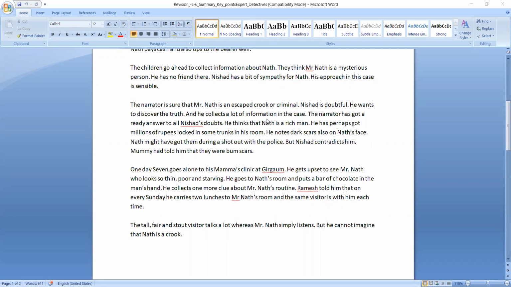He collected one more clue about Mr. Nath's routine. Ramesh told him that on every Sunday, he carried 2 lunches to Mr. Nath's room, and the same visitor is with him each time. Now, again, there was one more clue he collected. He found out that there was one visitor each time, every Sunday, and Ramesh carried 2 lunches to Mr. Nath's room. And the same visitor was there every Sunday with him.